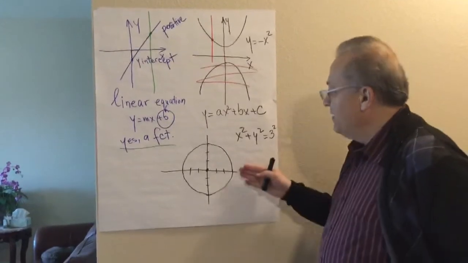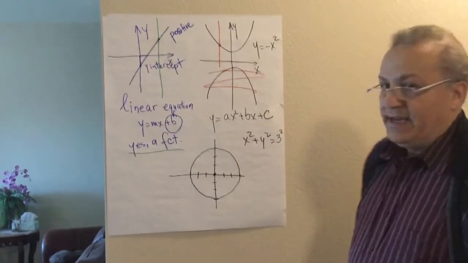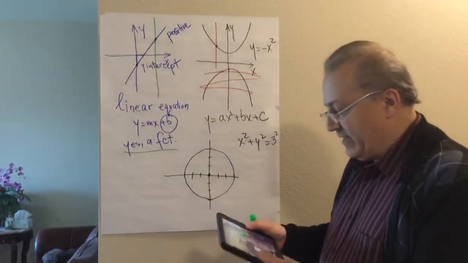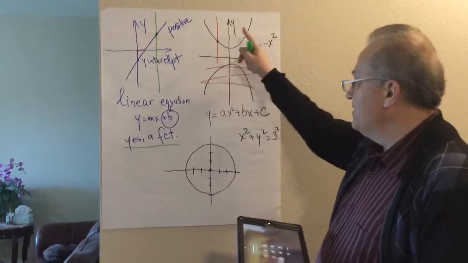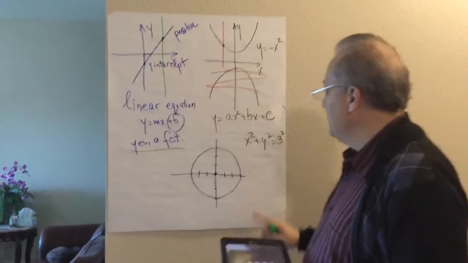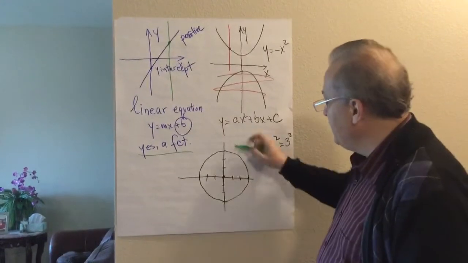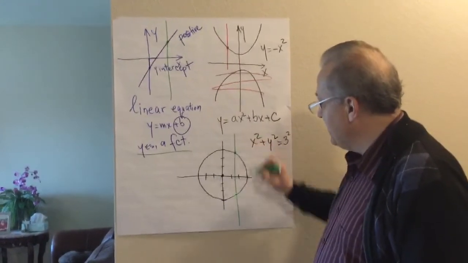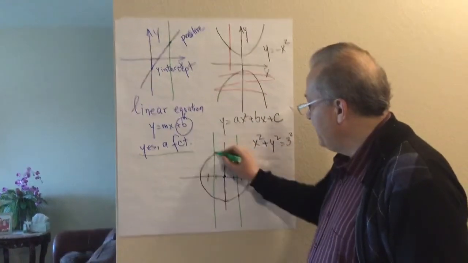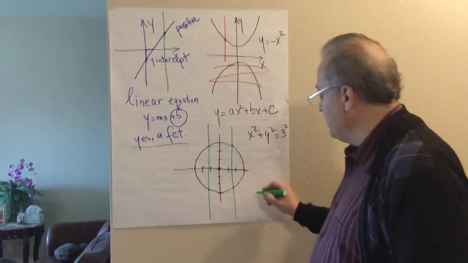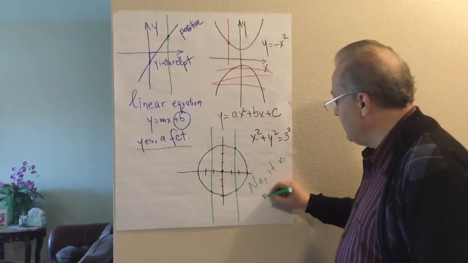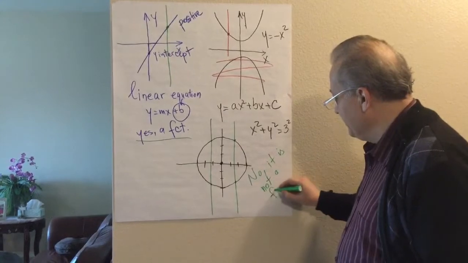Now, is this one a function? As far as the first page you got for an assignment, this was a function. This was a function because it touches only one time. But here, when I do the vertical line test, it touches top and it touches bottom. It touches top, it touches bottom. Therefore, no, it is not a function.